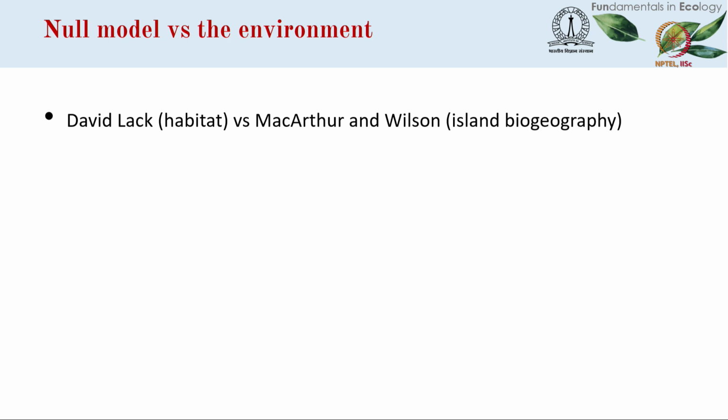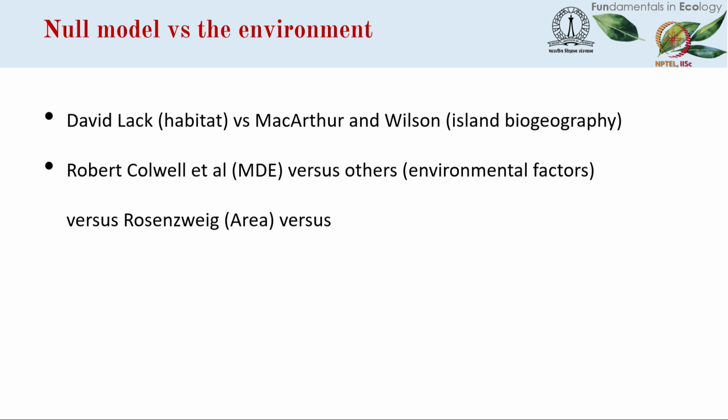Other ecologists of the time, such as David Lack, strongly argued that factors such as habitat would override these neutral considerations, or these models that were neutral to some aspects of biology. Similarly, there was a long-standing debate between Robert Colwell et al. about the role of the mid-domain effect versus other factors, particularly environmental factors, and with ecologists like Michael Rosenzweig, who argued that area has a preeminent effect versus many other theories.